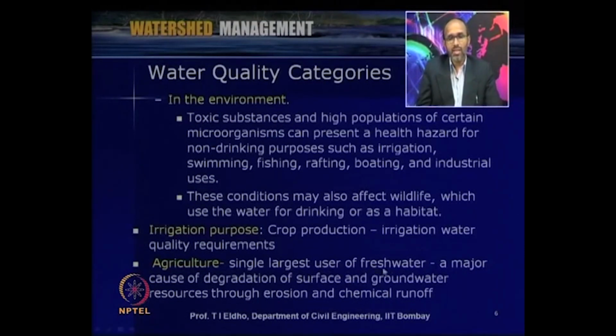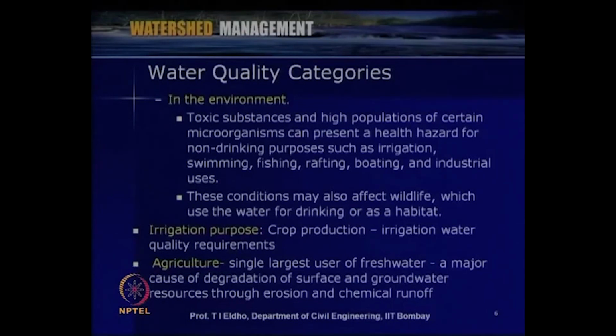So, agriculture is the single largest user of fresh water. A major cause of degradation of surface and groundwater can also come from agricultural usage, like when we are putting fertilizers or herbicides or pesticides, that may leach into surface water or groundwater. So, agriculture can be a source also, but for irrigation and crop use purposes, the standards will be different. So, water quality categories like human consumption, industrial use, ecological purpose or irrigation purpose, the various standards are available. Accordingly, we can decide whether the available water is suitable for that particular use or not.